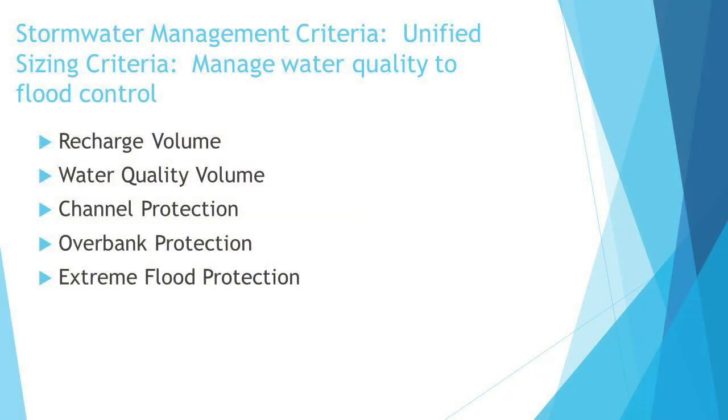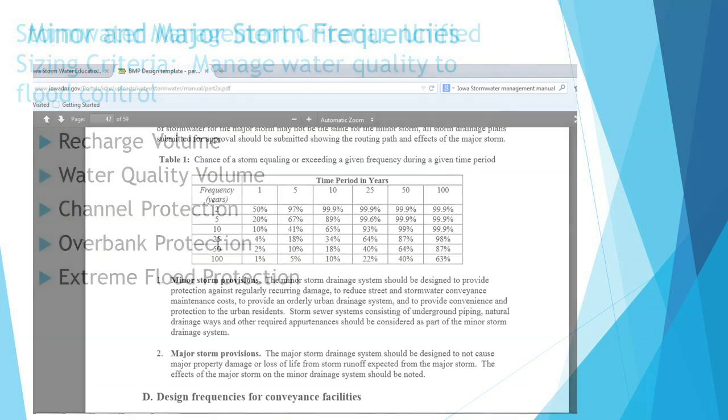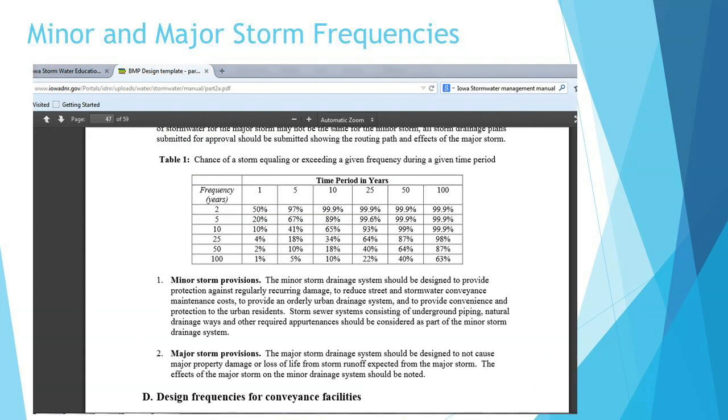And this is where I introduce the concept of the unified sizing criteria. This is that comprehensive approach to managing stormwater. Many of you are familiar with detention and retention basins that are designed for overbank and extreme flood protection, but haven't dealt much with the channel protection side of it or managing the water quality side of it. So Greg Pierce is going to get into more details on that.